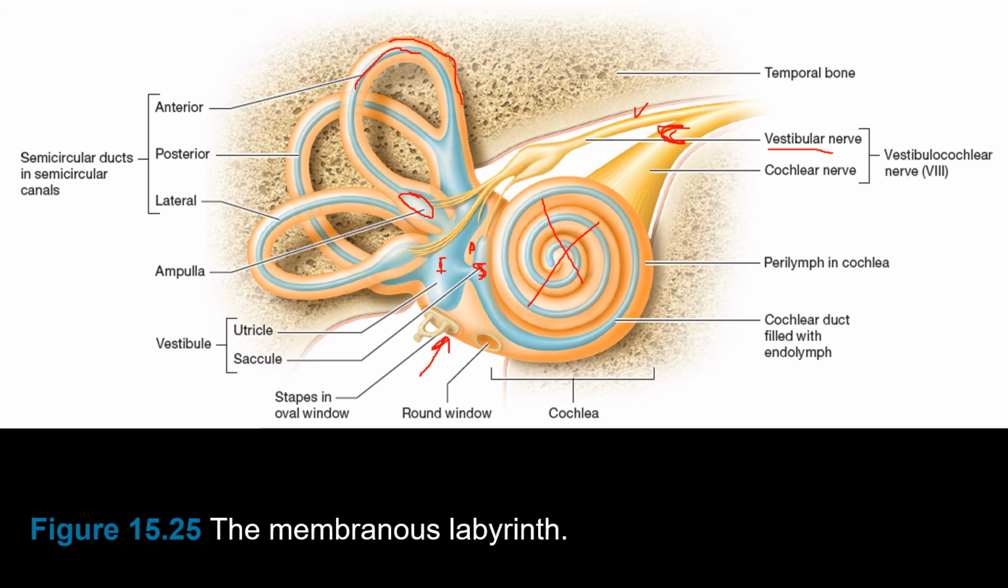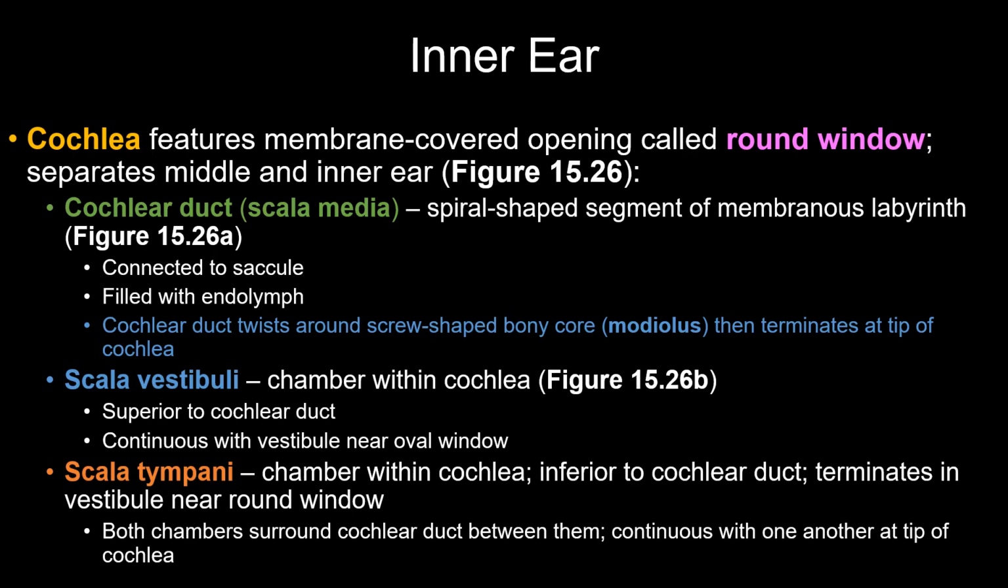All right, let's talk about the cochlea now. The first thing I'm going to say about the cochlea is going to be about the round window. It does have this structure that is the round window. It's basically a membrane-covered opening that separates the middle and inner ear. And so I want you guys to remember what the oval window is essentially doing.